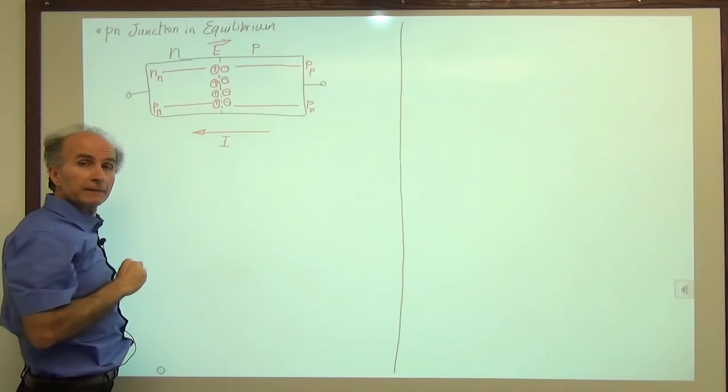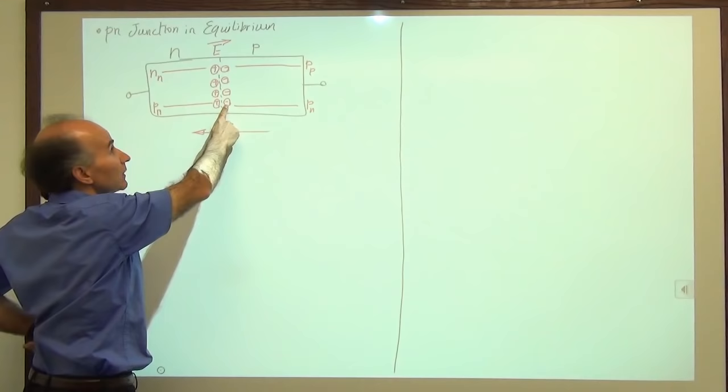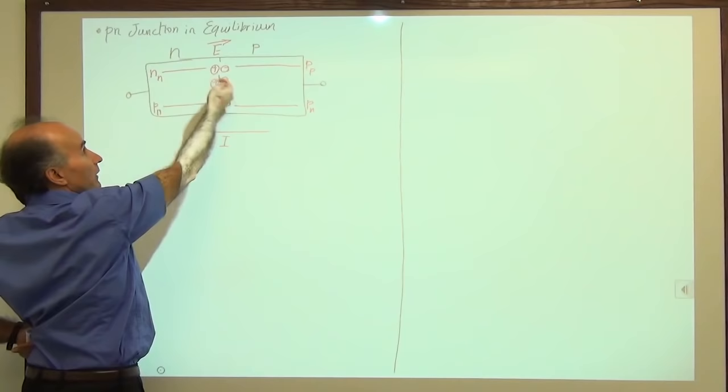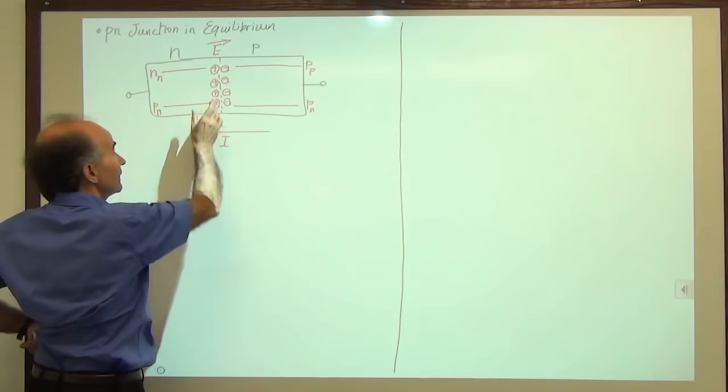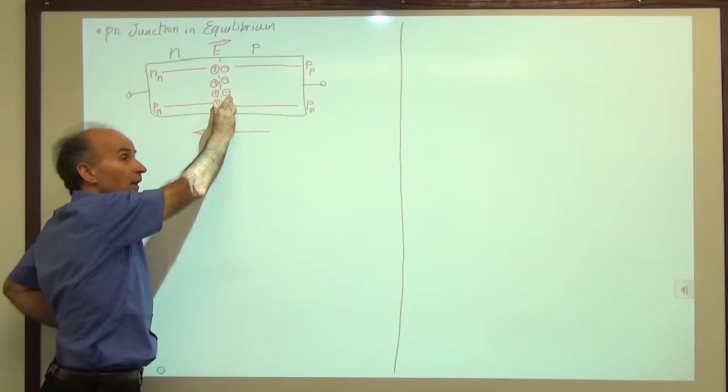Similarly, because of these negative ions here, the field says, if you bring a negative charge here, I want to push it that way. So if these electrons want to diffuse this way, the electric field wants to stop them. So the electric field that is being created in this region is opposing the diffusion current of the electrons and the holes. So you can see now what happens, right?